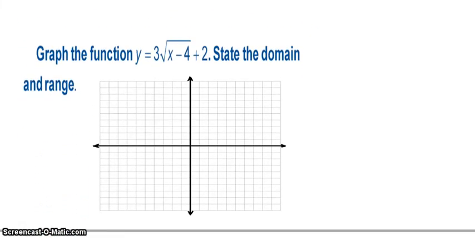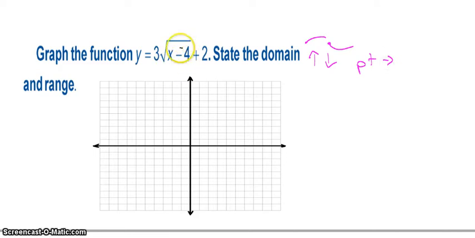So let's graph something. Graph the function y equals 3 square root of x minus 4 plus 2, as well as state the domain and range. So let's graph first, and then we'll take care of our domain and range. Definitely want to know whether or not we're facing up or facing down. In other words, going like this, or going like this, as well as what that point is.